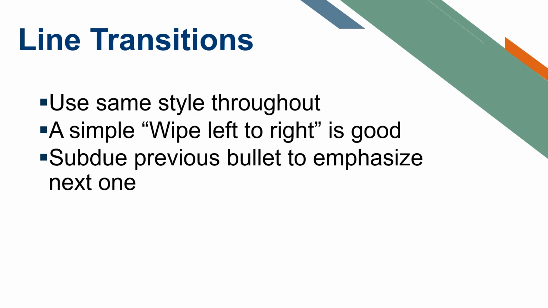Typically, when you are transitioning a line, I usually use appear or fade. A simple wipe left to right for a bullet point is good, but a move or fly, for example, is too tedious and slow. So I typically have all of my information appear on the screen at once.